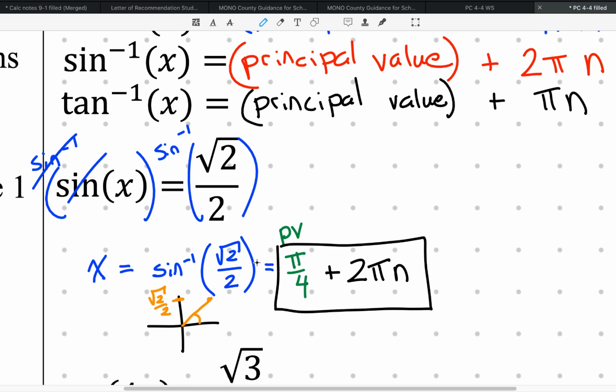n could be 0. If I do 0, that's pi over 4. Okay? It could be 1. If n is 1, that means this is 2 pi times 1, which is 2 pi. 2 pi plus pi over 4, that is another answer. This generates an infinite number of answers, and the lie that I'm temporarily telling you for today is that's all of the answers.